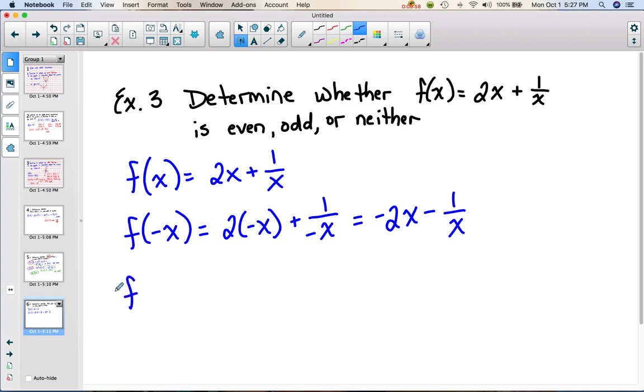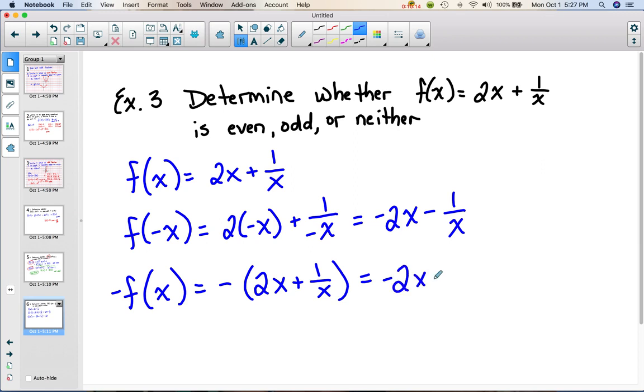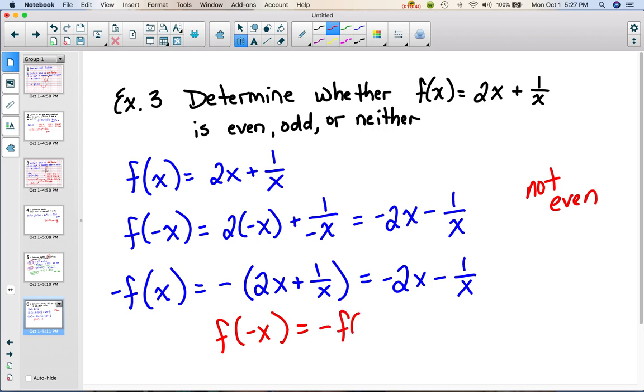Then I'm going to go ahead and evaluate the opposite of f of x. I'm just going to do all three right at once. So that's going to be the opposite of 2x plus 1 over x. Remember to distribute the minus sign. So we get minus 2x, and that makes this a minus 1 over x. And then I compare. Take a look at it. f of x compared to f of the opposite of x. Those are not equal. So that tells me it's not even. Then I compare f of the opposite of x to negative f of x, and notice they're equal. So that tells me this is an odd function.